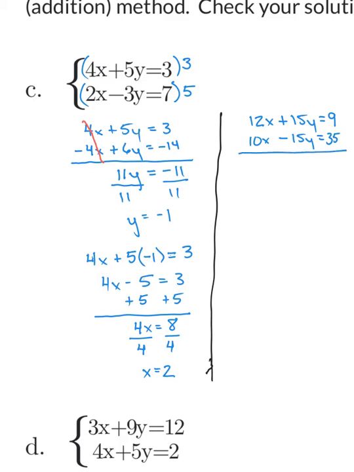From here we can go ahead and add straight down. We get 22x. My y terms cancel, and 9 plus 35 is 44. If we divide by 22, we get x equals 2.